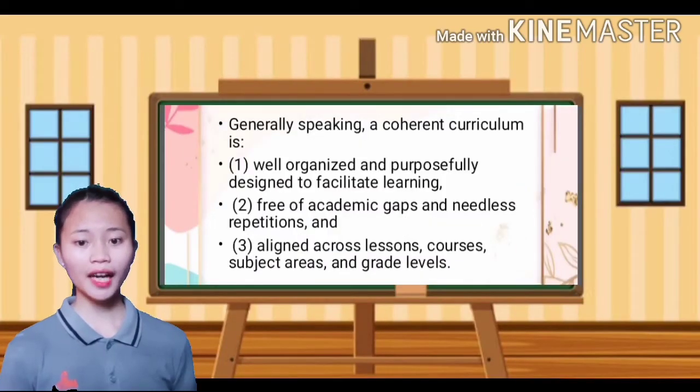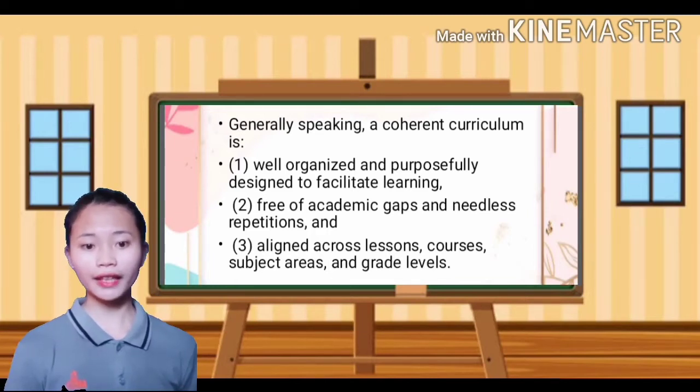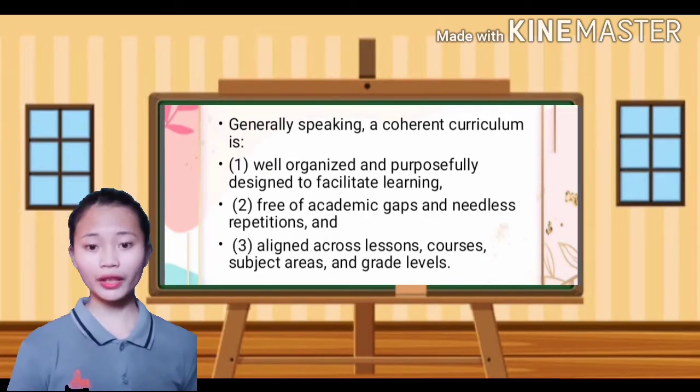Generally speaking, a coherent curriculum is, first, well organized and purposely designed to facilitate learning. Second, free of academic gaps and needless repetitions. And third, aligned across curriculums, courses, subject areas, and grade levels. When educators map a curriculum, they are working to ensure that what students are actually taught matches the academic expectations in a particular subject area or grade level.